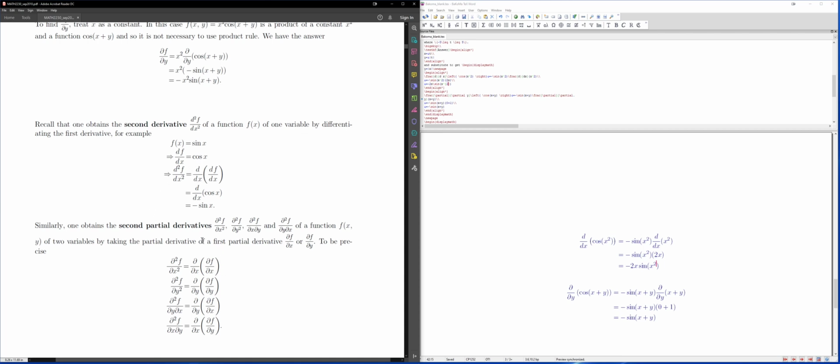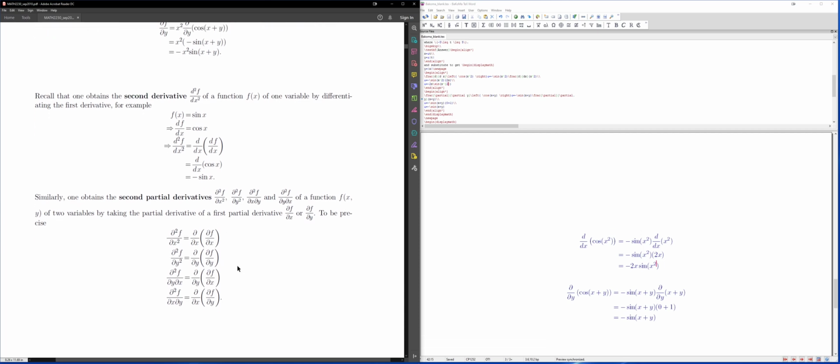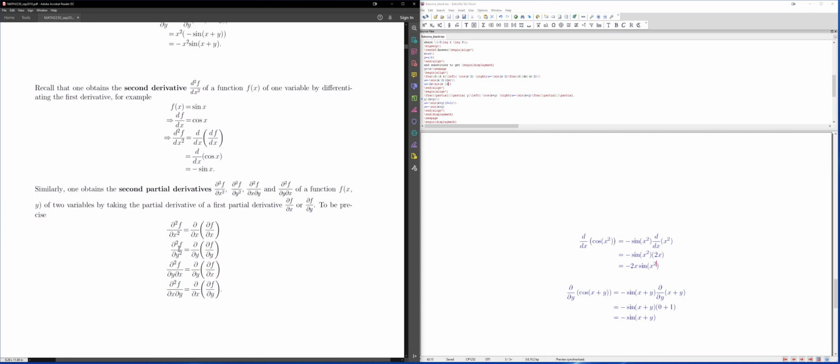That is how you define your second partial derivatives. If I want the second partial with respect to x, this means I'm going to differentiate with respect to x twice. What I need to do is first get the partial with respect to x, and then differentiate that again with respect to x. It's the same idea as over here. Similarly, if I want the second partial with respect to y, you first get your first partial with respect to y, and then you differentiate that with respect to y.